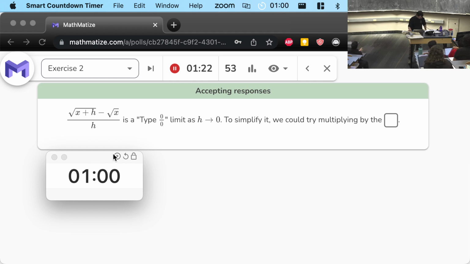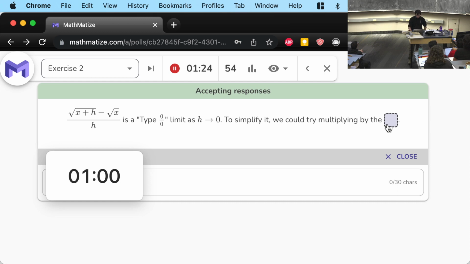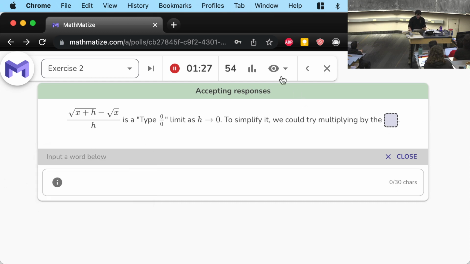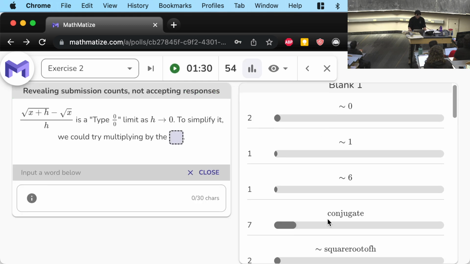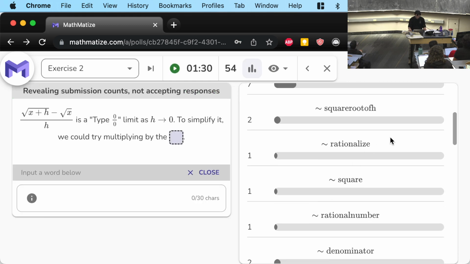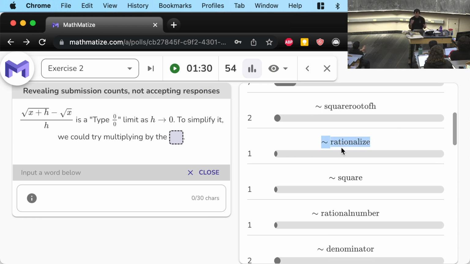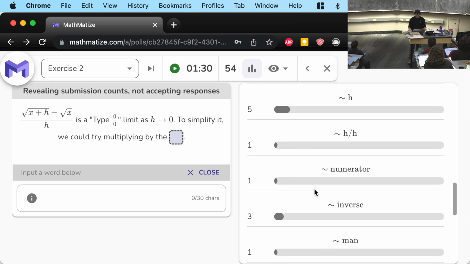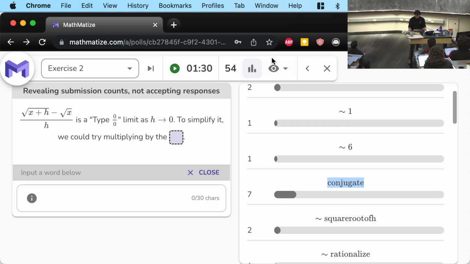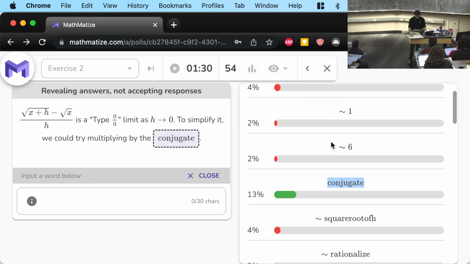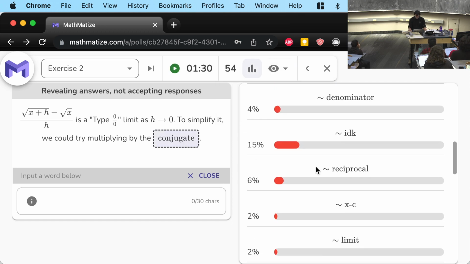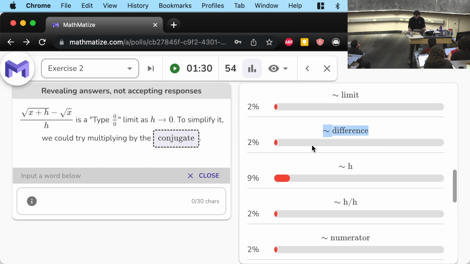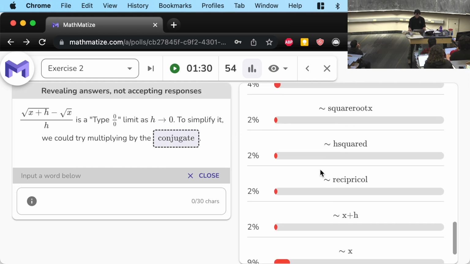Okay, let's take a look. What is the trick to make the 0 over 0 go away when you have a square root? People said the trick is to multiply by the rationalize. Okay, rationalize is actually also a right answer. That's what we're doing. To rationalize means to multiply by the, I don't know, the h over h. So the correct answer is this one, conjugate. That is what I went with. Let me see if there are other interesting answers. Reciprocal, difference. The conjugate is a kind of difference. So I think some people maybe know how to do it, but don't know the word.